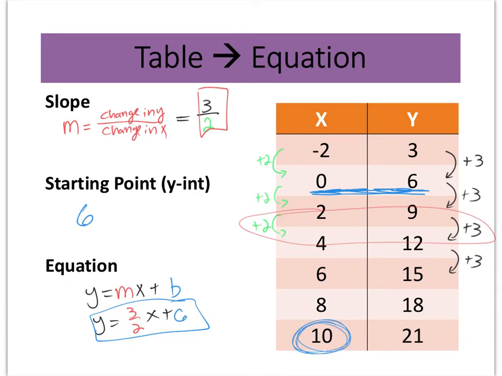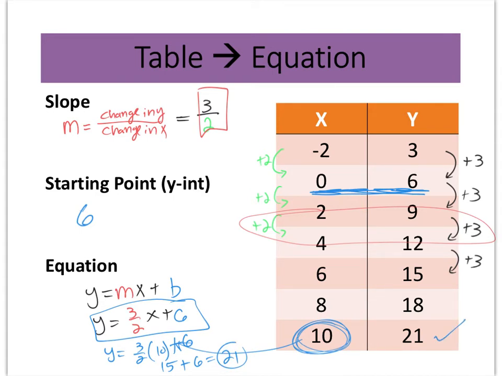Does my equation work for an x value of 10? Well, I'm going to substitute x in for 10. So y equals 3 over 2 times 10 plus 6. Well, that's 15 plus 6, or 21. Good, that checks out, because I end up being 21.